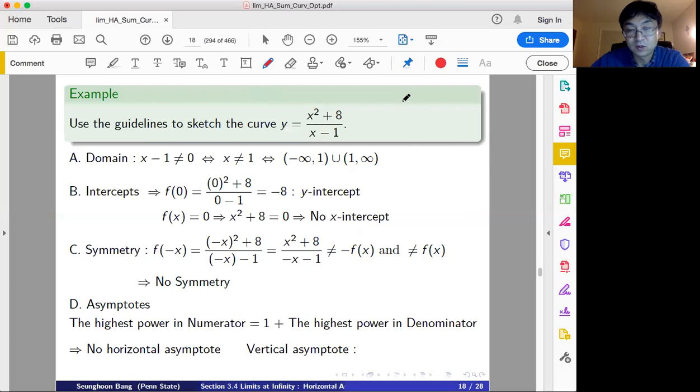Do we have a vertical asymptote? Yes, you're right. Only when the denominator equals 0. X minus 1 equal to 0, add 1 to both sides, x is 1. One more thing: the top power is 1 more than the bottom power, so we have a slant asymptote. How can you find the slant asymptote? We have to use long division here.